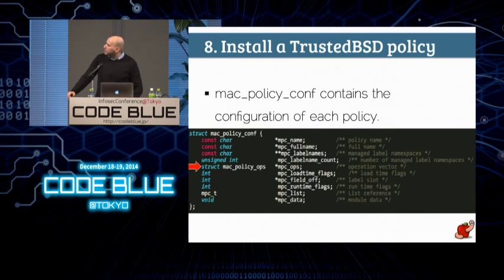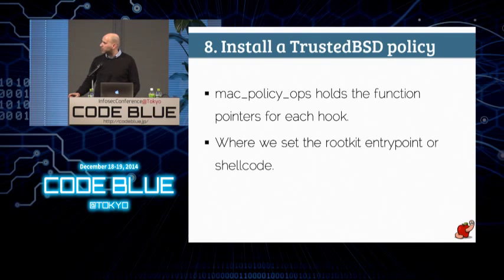This is the policy conf. There's one small detail. I don't have it here. All the fields there, you can make them null, all the fields except the policy ops. You can configure them. You just need to allocate memory, for example, for the strings there. But it's really not needed. You can simplify, make everything null, and just make a valid pointer to the MAC policy ops. So as I told you, it holds the hooks, and it's what we use to start the rootkit.